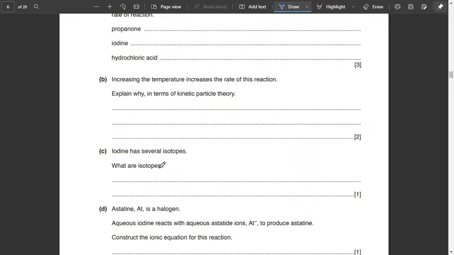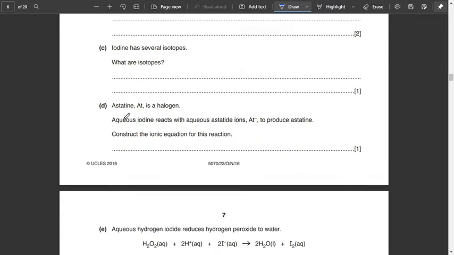What are isotopes? Isotopes are the particles, we can say the atoms of the same element but with different neutron numbers. That means their proton numbers are the same, however their neutron numbers are changed. Hence their atomic mass is also changed. Astatine is a halogen. Aqueous iodine reacts with aqueous astatide ion At- to produce astatine. Construct the ionic equation for this reaction.